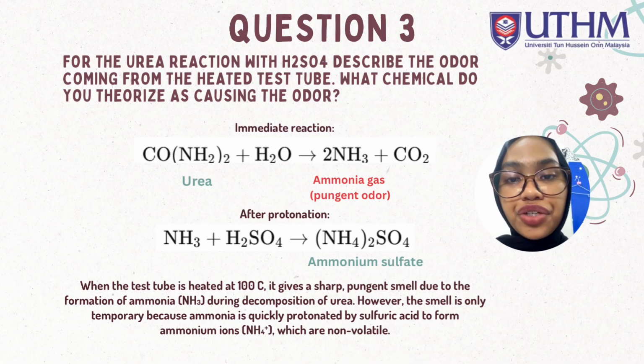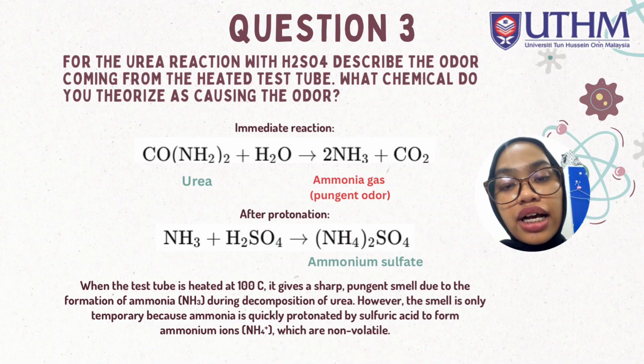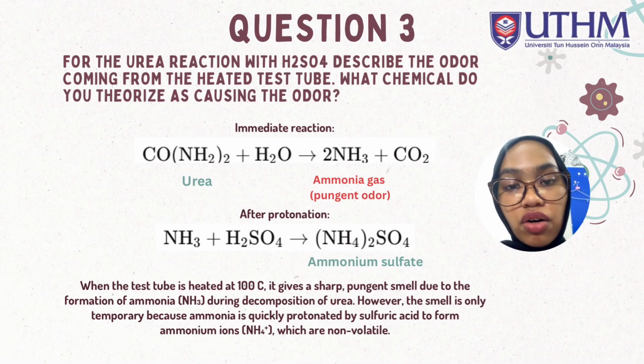Question 3. For the urea reaction with H2SO4, describe the odor coming from the heated test tube. What chemical do you theorize as causing the odor? So, for the immediate reaction, CO(NH2)2, which is urea, mixed with H2O will result in NH3, ammonia gas, pungent odor, plus CO2. After protonation, NH3 plus H2SO4 turns into (NH4)2SO4, ammonium sulfate.